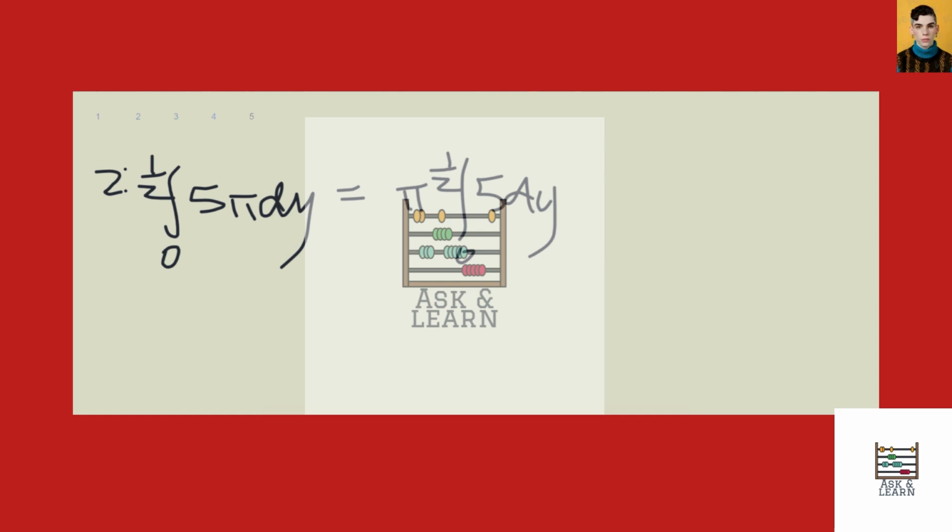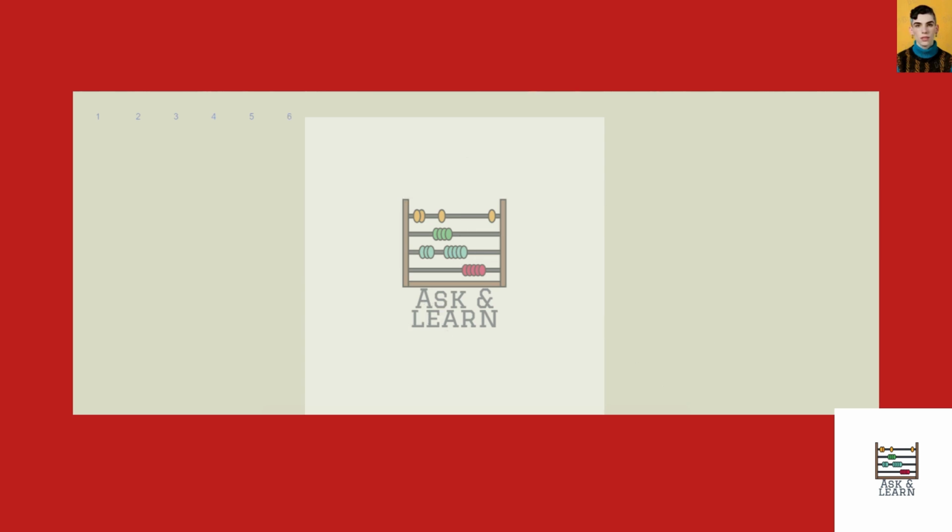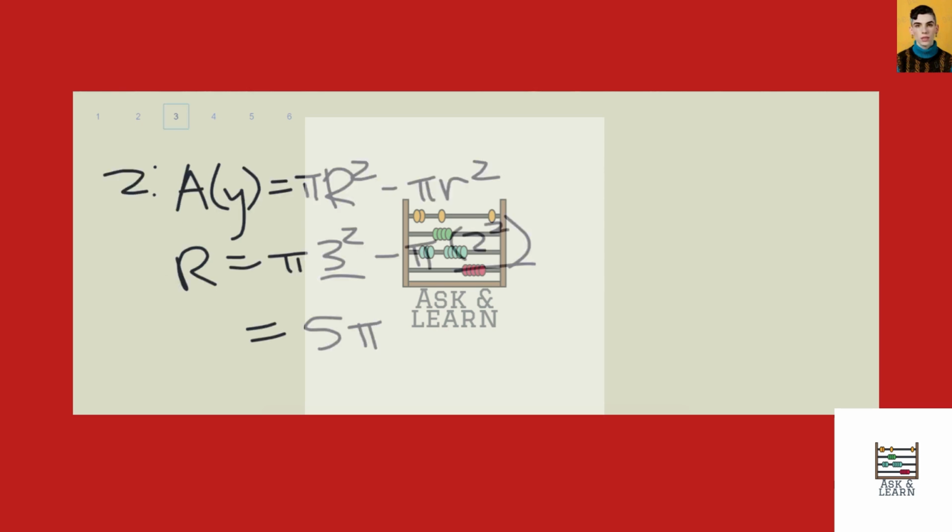Or really, we can just pull up the 5 itself too and get dy. It's 5 pi of y evaluated at 1/2 and 0. That's just 5 pi over 2 minus 0, just 5 pi over 2. That was a simple integral. Let's do the harder integral. This time it's going from 1/2 to 1 for region 1. Pull out the pi from the very beginning.